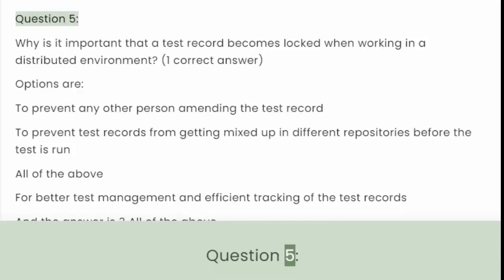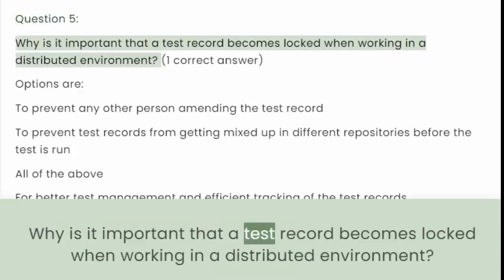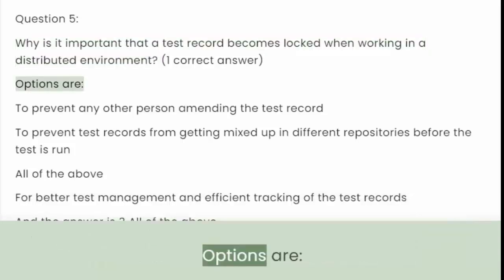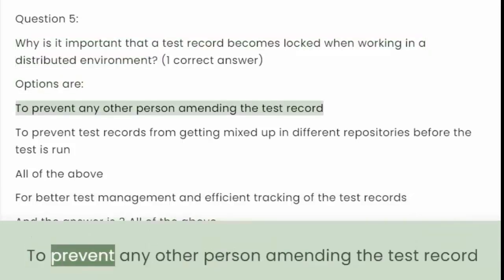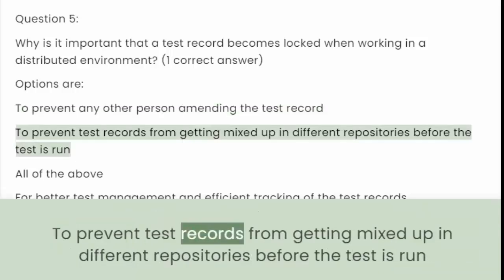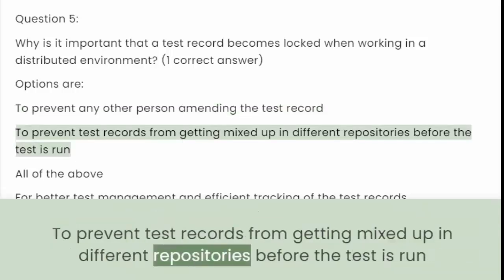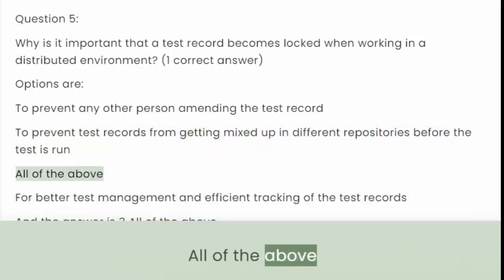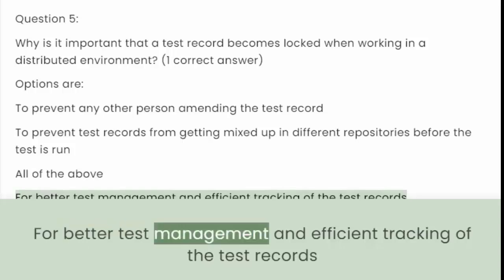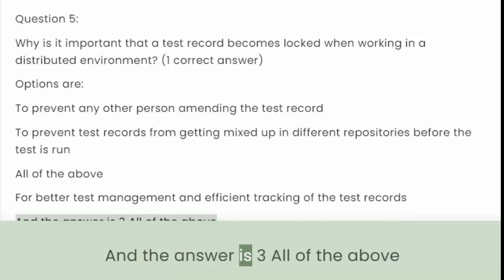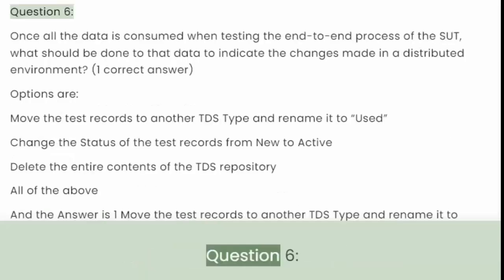Question 5. Why is it important that a test record becomes locked and working in a distributed environment? Options are to prevent any other person amending the test record, to prevent test records from getting mixed up in different repositories before the test is run. All of the above. For better test management and efficient tracking of the test records. And the answer is 3. All of the above.